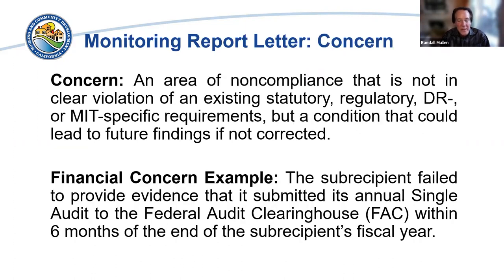A concern is more of an incipient kind of condition, an area of non-compliance that's not yet a clear violation, but could lead to future findings if not corrected. An example would be where a subrecipient failed to provide evidence that its annual single audit had in fact been uploaded to the federal clearinghouse within 6 months of the end of the subrecipient's fiscal year.